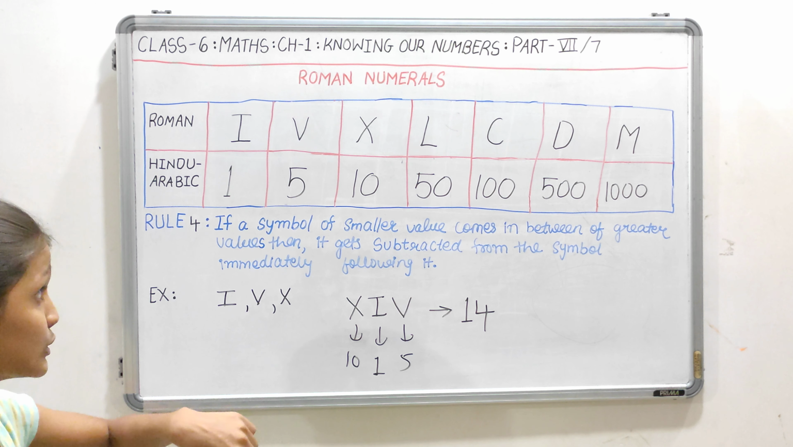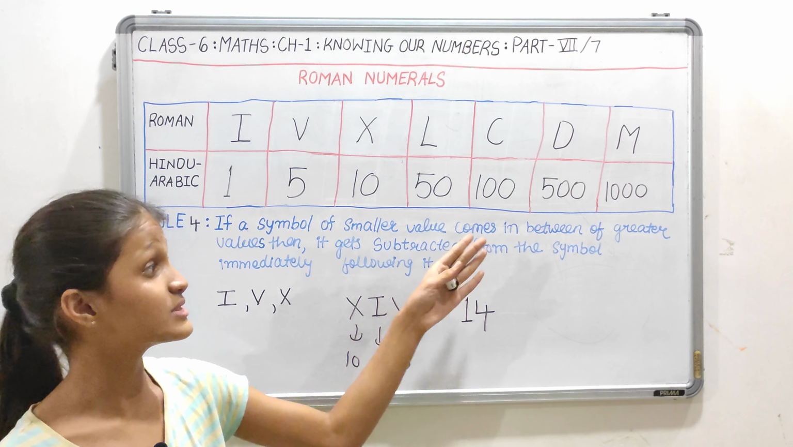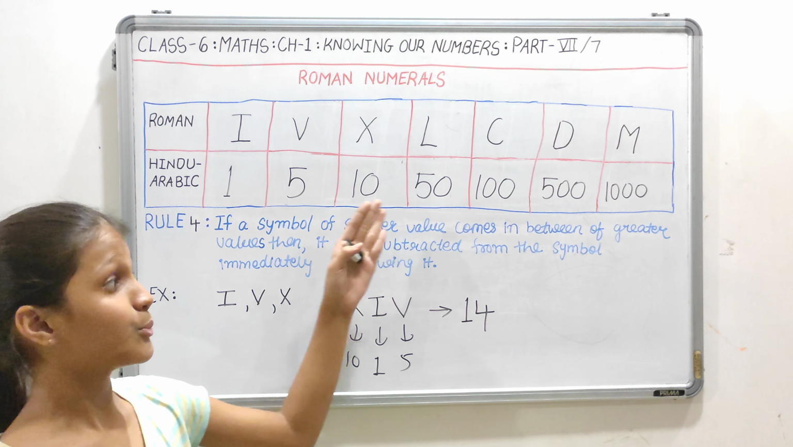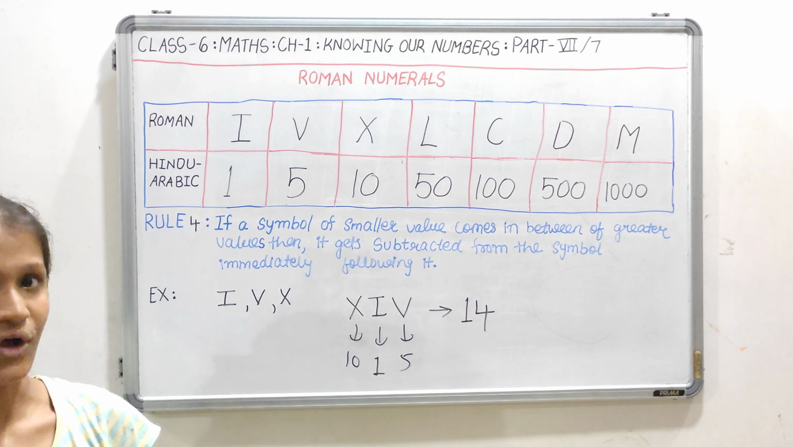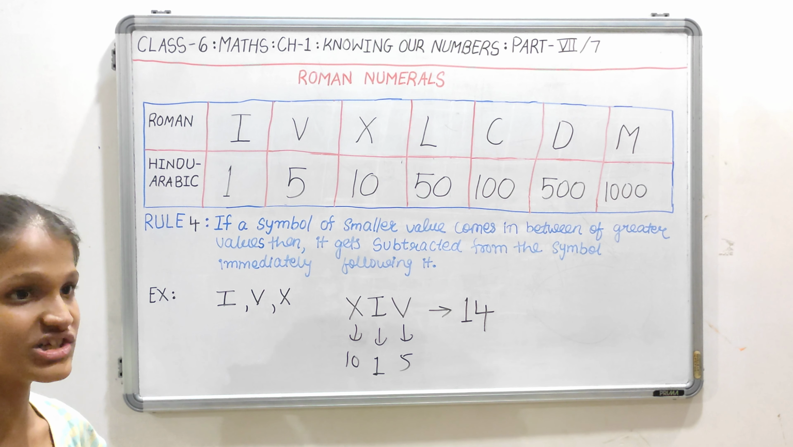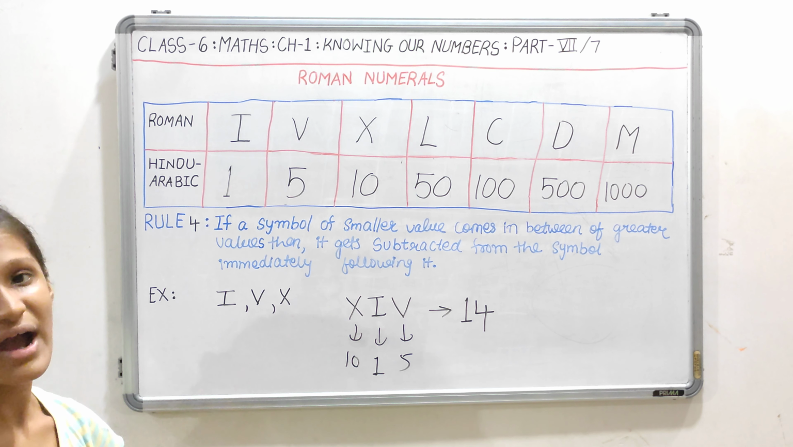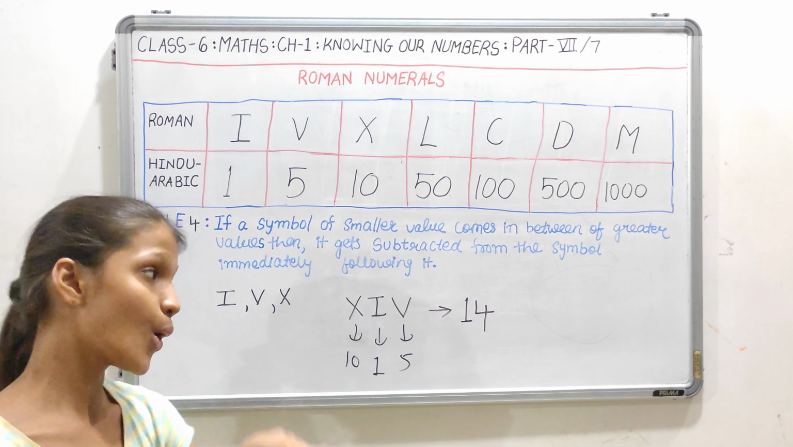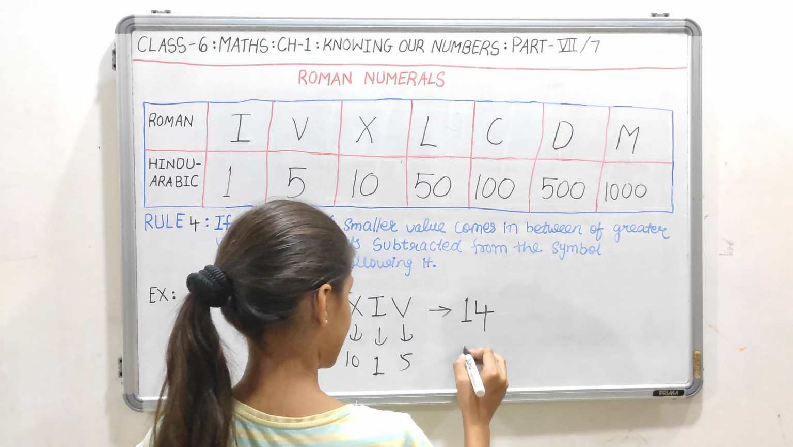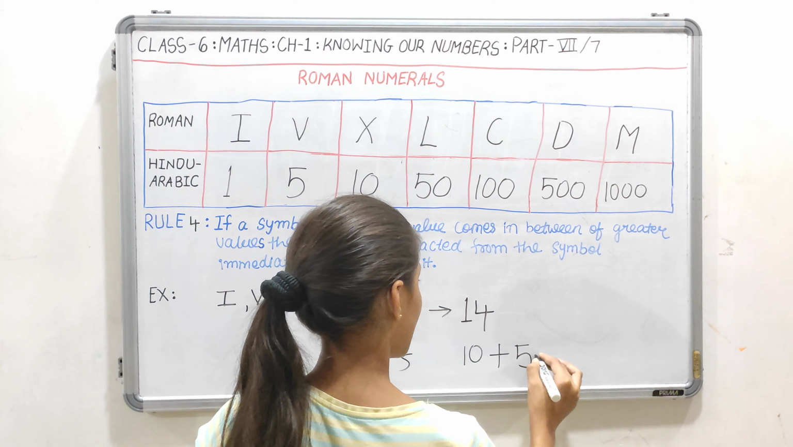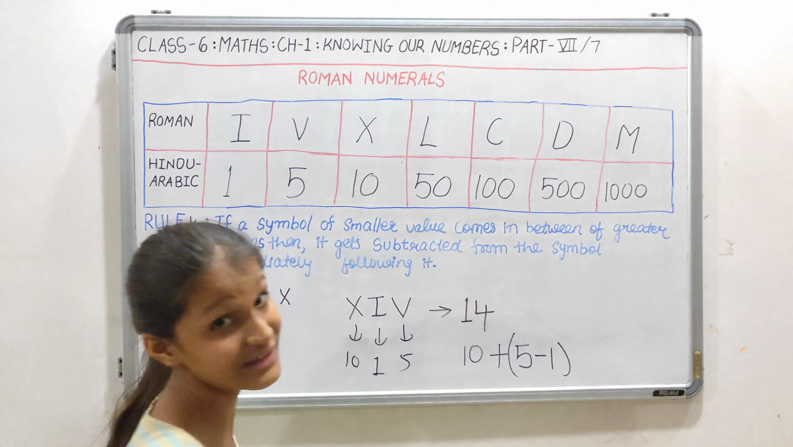Now what did the rule say? That if a smaller value comes in between greater values, as right here, then it gets subtracted from the symbol immediately following it. That means this 1 gets immediately subtracted from 5. Why? Because 5 is following it, that means 5 is after 1. So we got 10 plus 5 minus 1, and here we put a bracket.